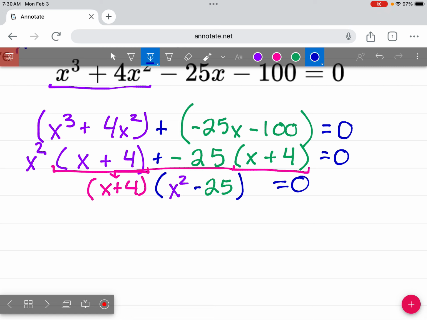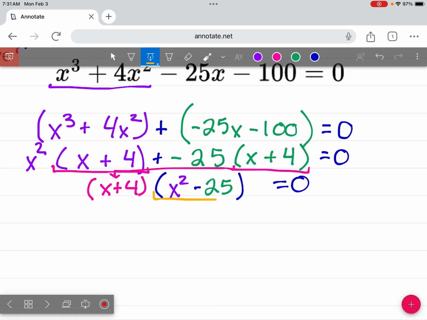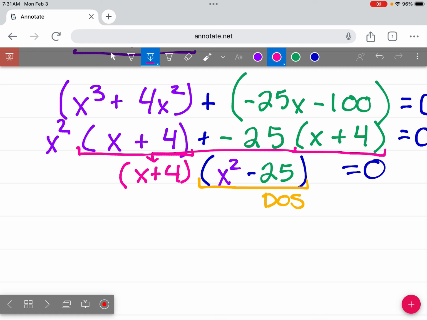Well, I definitely have enough information here to get a factor, a root, or a solution. Is there any more factoring we can do? We've got a difference of perfect squares. This guy right here, x squared is a perfect square, minus 25 is a perfect square. This is a difference of squares. You can remember our special pattern. But we're going to wind up with a factored form here with my x plus 4.